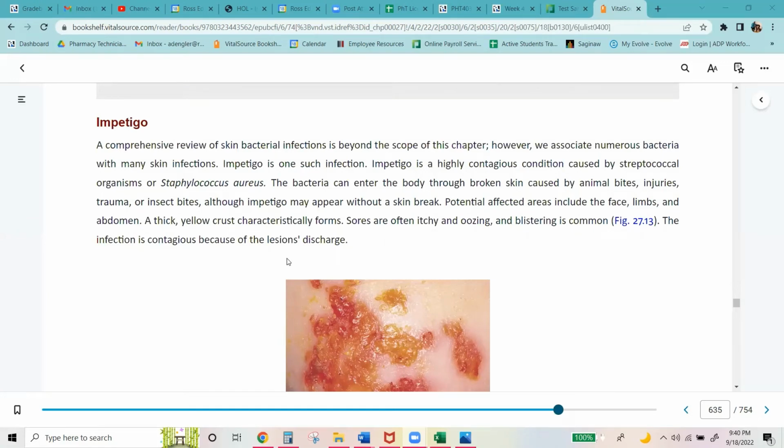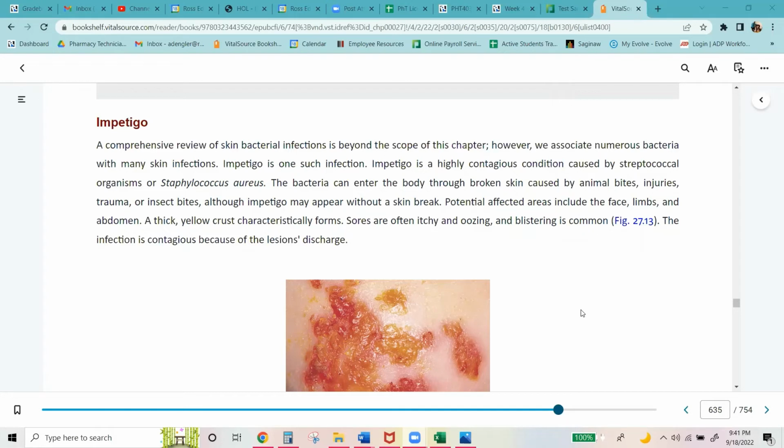So impetigo is a highly contagious infection caused by streptococcal organisms. The bacteria can enter the body through broken skin caused by animal bites, injuries, trauma, or insect bites, although impetigo may appear without a skin break.